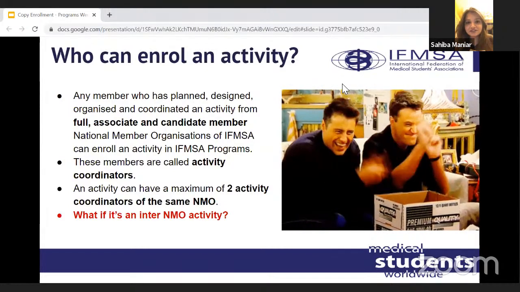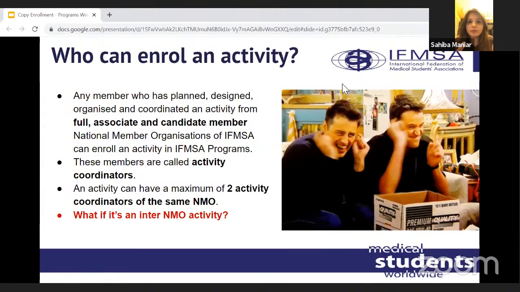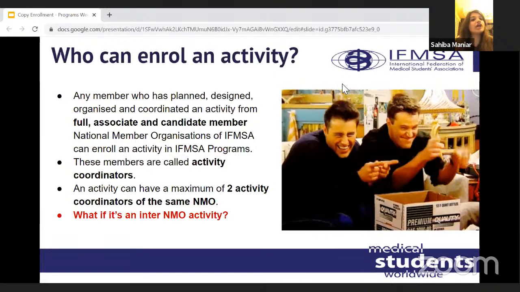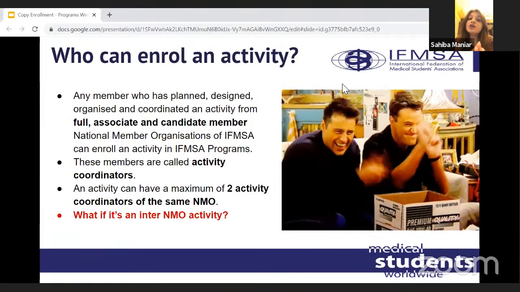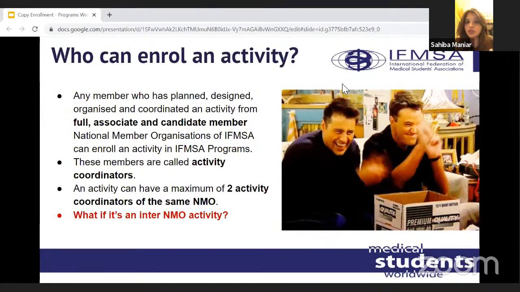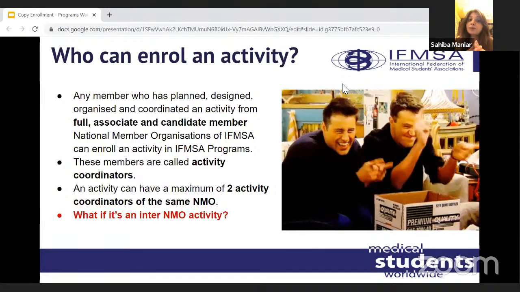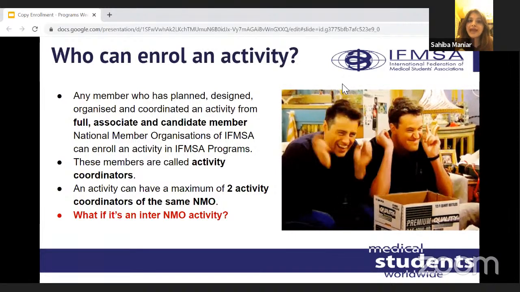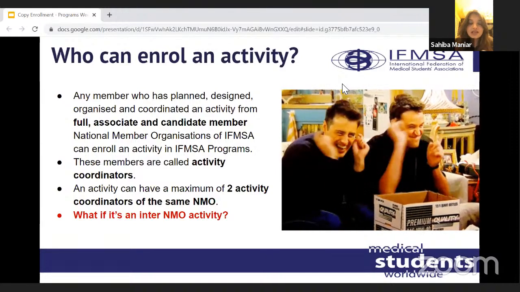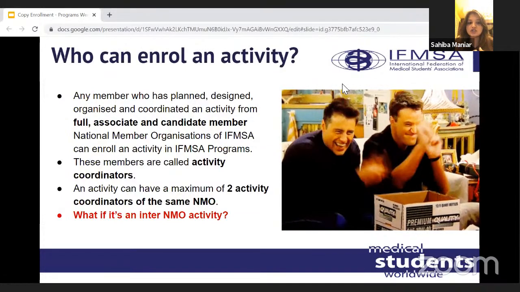Who can enroll an activity? You, I, every single person, any general member from a full, candidate or associate NMO of IFMSA could enroll an activity. The only thing that you need is your candidature form signed by your president to showcase your NMO support, and there you can enroll your activity. The people who design, monitor, plan, and evaluate the activities are known as activity coordinators. And these are the people of our interest, who are global enthusiasts of change.